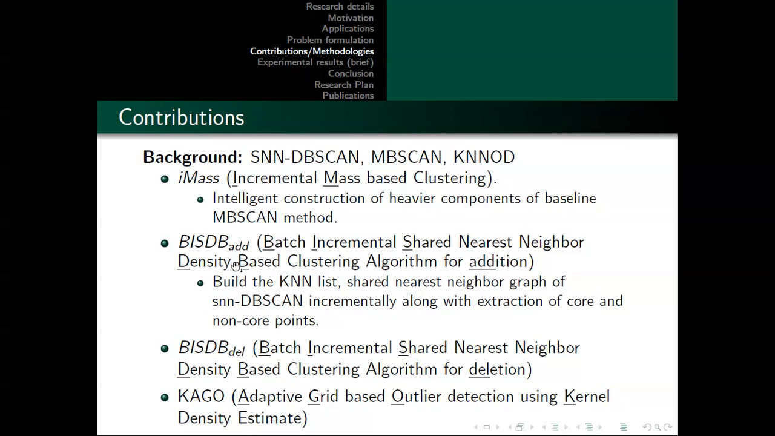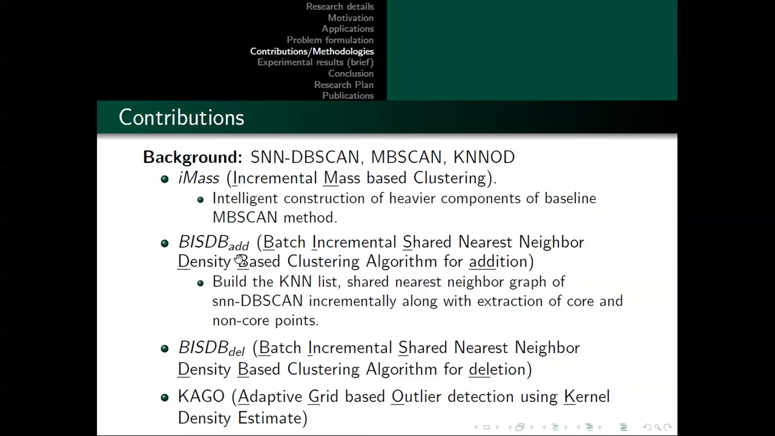The second contribution is BISDB, which is a batch incremental shared nearest neighbor density-based clustering algorithm for addition. This is different from the previous contribution in the sense that the data points are added in batches. The point-based extension had already been proposed earlier, so this is an improvement over that. We have observed that after a certain point of time, batch insertion performs better than both the naive method as well as the point-based insertion method. Here the results were exactly identical to the baseline, which is nothing but SNN DBSCAN. So SNN DBSCAN was the baseline.